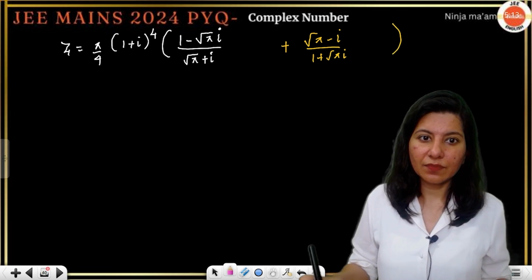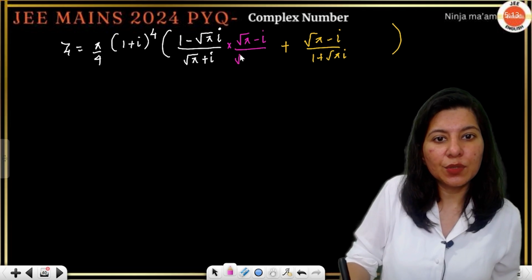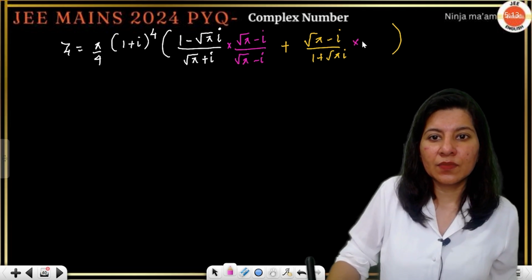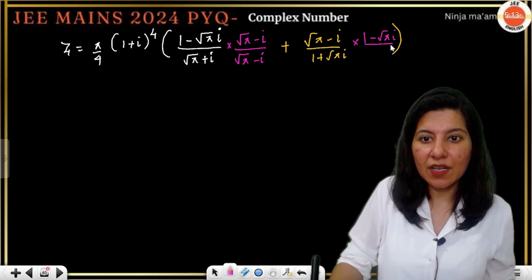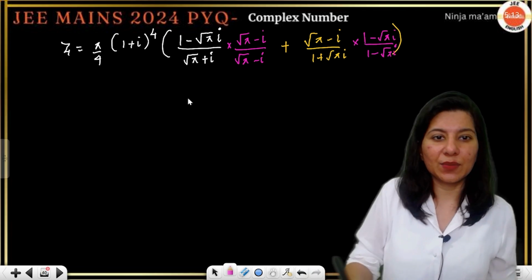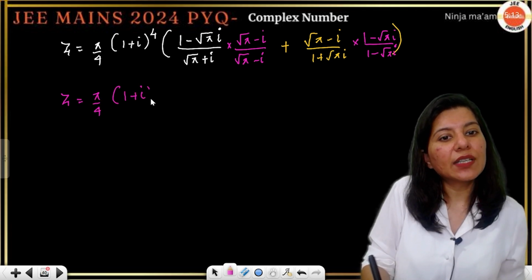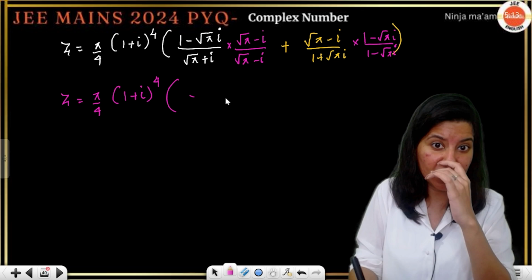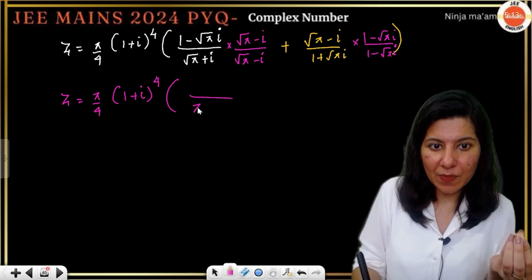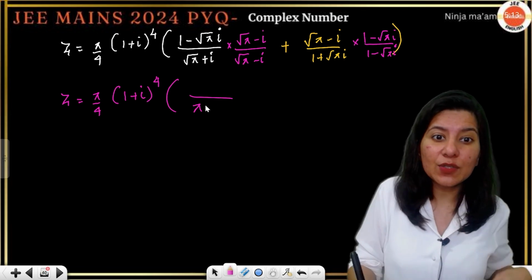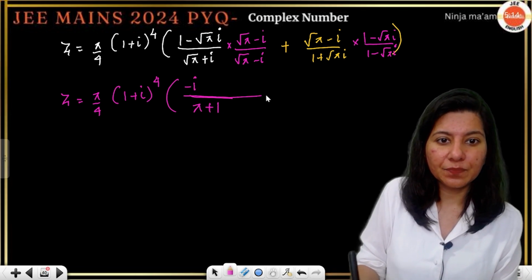Now, rationalize. Root pi minus iota, root pi minus iota. 1 minus root pi iota, 1 minus root pi iota. Okay. So, z is pi by 4, 1 plus iota raised to power 4. Now, rationalize. So, this is root pi plus iota. Root pi minus iota is a square, that is pi, minus b square. So, minus iota square is plus 1. Now, multiply. So, minus iota.